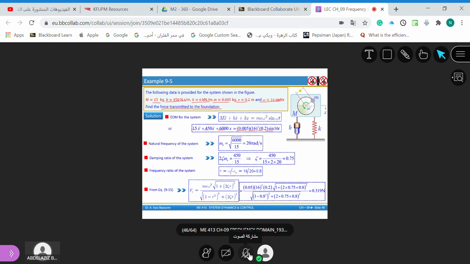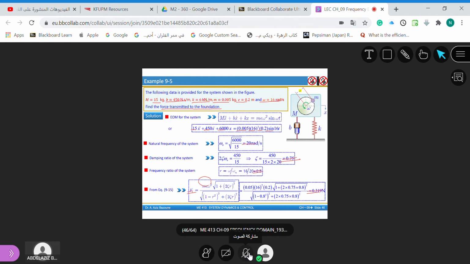So omega n, the natural frequency, is the square root of k over m, which is 20 radian per second. Twice zeta omega n, the damping, is 450 divided by 15. From here you get the damping ratio, which is 0.75. The frequency ratio r is omega over omega n, which is 0.8. From the equation I gave you in the last slide, the transmitted force will be m e omega squared multiplied by this ratio. You have all the ingredients. You substitute, and you will find that 0.319 Newton is transmitted to the foundation, which is a small force.